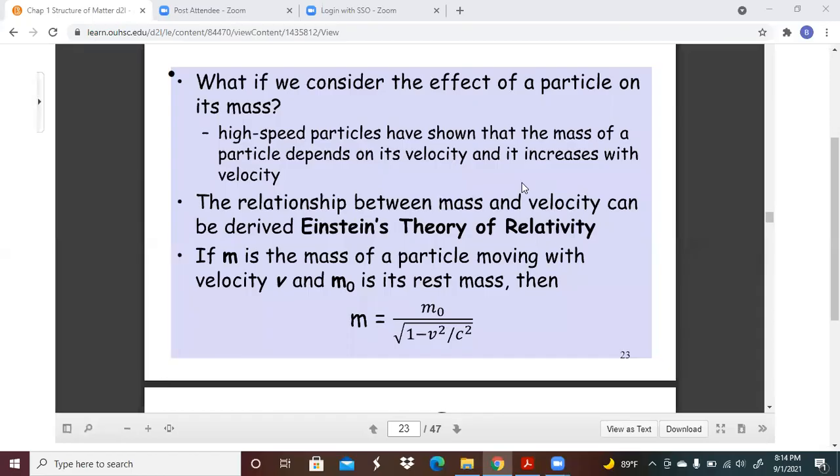So what if we consider the effect of velocity on a particle's mass? High-speed particles have shown that the mass of a particle depends on its velocity, and it increases with the velocity. So the relationship between mass and velocity can be derived using Einstein's theory of relativity. So if m is the mass of a particle with velocity v and a rest mass of m sub naught, then the mass is going to be equal to all of this.